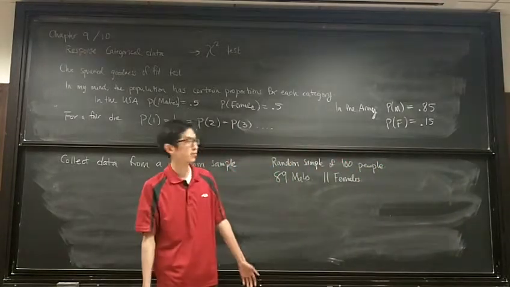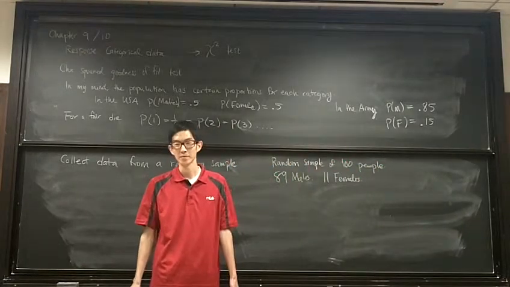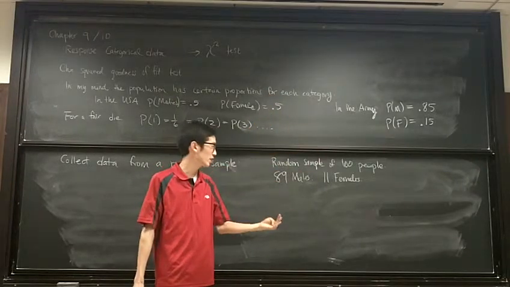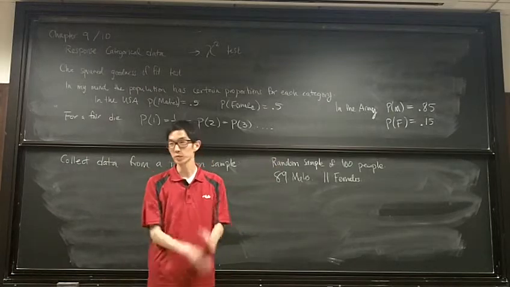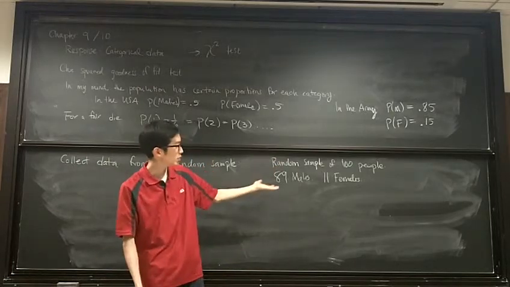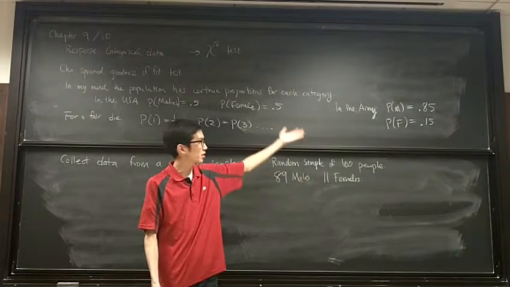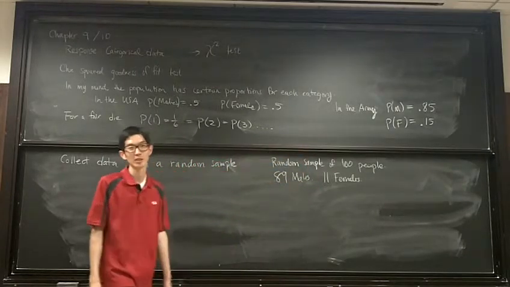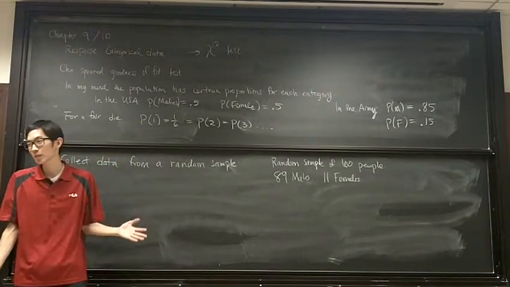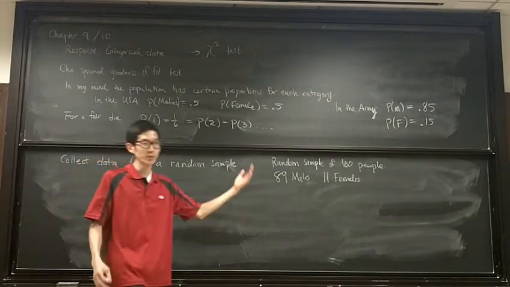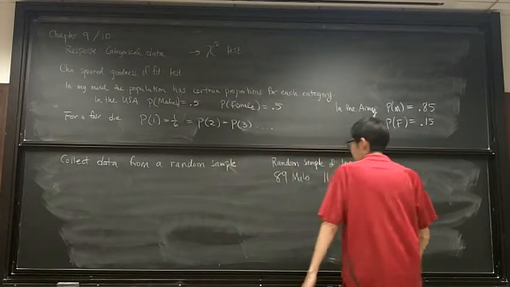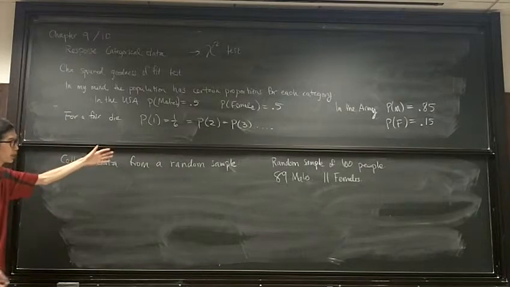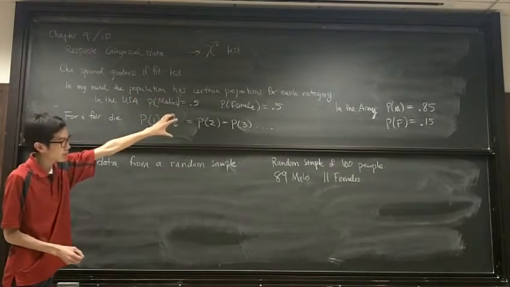Okay, what do you guys think? If somebody says 85% male and 15% female, and then you take a random sample of 100 people in the Army and you get 89 males and 11 females, do you think this is good or bad? It's okay, maybe not okay. Well, this is where we do the chi-square test. This is why it's a goodness of fit test. It's how well does the model fit the data.